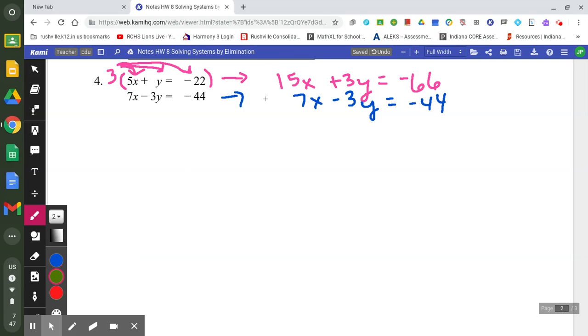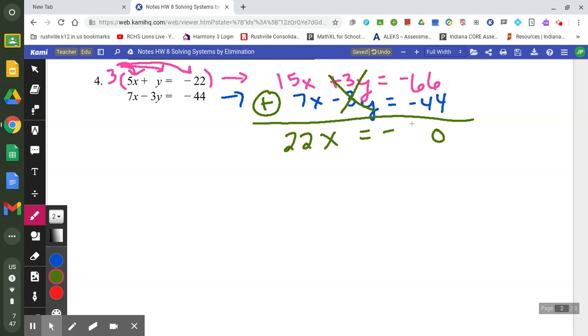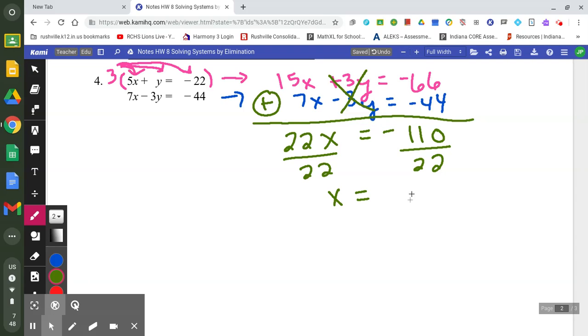These two equations are now ready to be added together. So 15x plus 7x is 22x. My positive 3y and negative 3y cancel, equals, and my negative 66 minus 44 would be negative 110. Divide by 22. X equals negative 5.